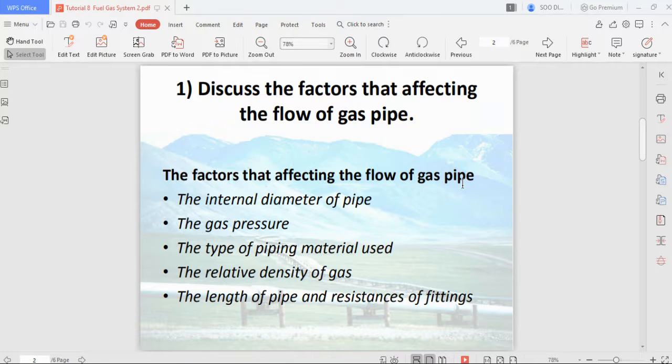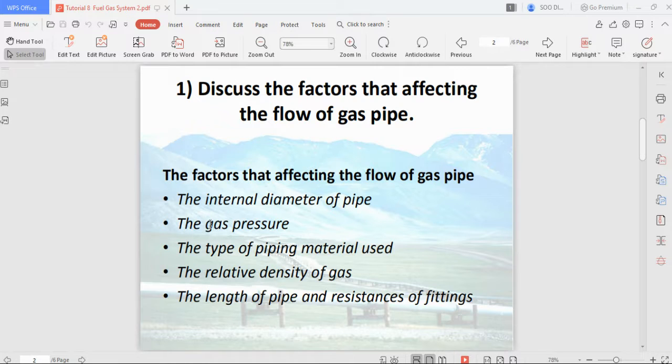So the first question is asking you to discuss the factors that affect the flow of gas in a pipe. There are generally 5 factors which affect the gas flow in a pipe. The first is the internal diameter. If you are flowing the same supply from a small to a bigger diameter pipe, then your pressure will reduce, which means the flow of the gas will be slower.